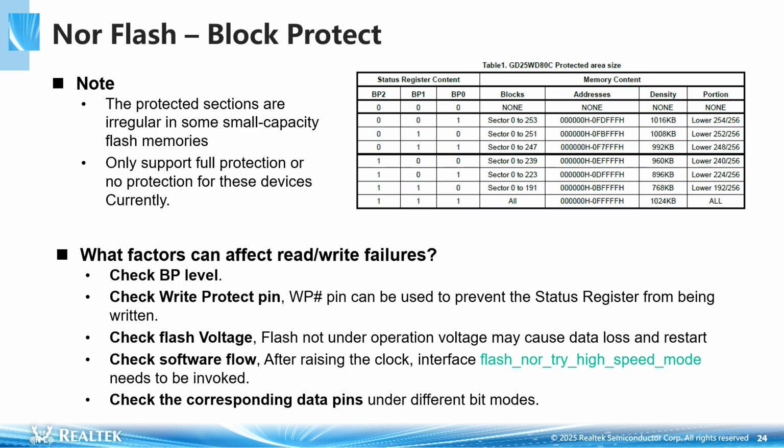If read or write failures occur during usage, we should check the following. Check BP level. The locked area cannot be erased or written to. Check write protect pin, which prevents accidental overwriting of the status register to ensure data integrity. Check flash supply voltage stability. Flash not under operation voltage may cause data loss and restart. Check software flow, such as whether the flash_nor_try_high_speed_mode function is called for calibration when altering the flash operating frequency. Check relevant data pins for connectivity or signal integrity issues.